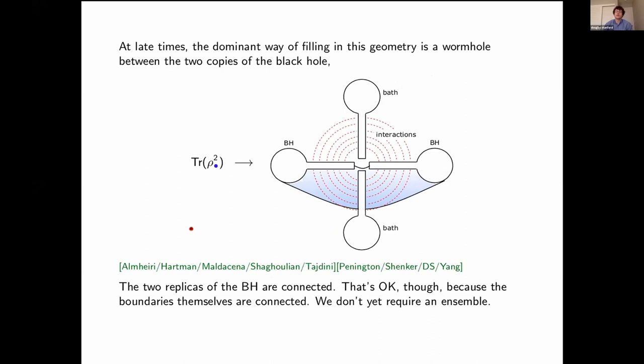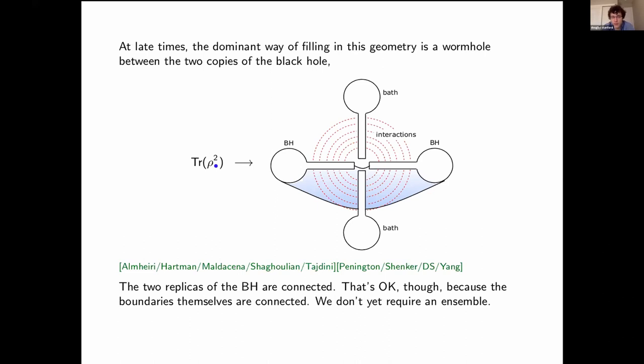At late times, the dominant way of filling in these boundary conditions, these time contours, is a wormhole. So geometry wants to fill these things in with a wormhole at late times. The wormhole connects together the two copies of the black hole.